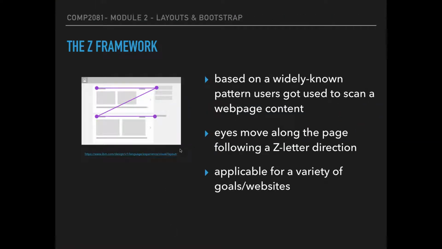Okay, so this one's super common. You've probably seen it a million times, the Z framework. So basically what it does is it encourages users to kind of scan the page. The way it's laid out, just naturally your eyes move along the page following a Z direction. So starting at the very top, to the side, down, and then to the other side. So really, really common. Once you've thought about it, now that you look at websites, you'll start to see it everywhere, that Z pattern. And it's good for really a variety of goals and websites. So it is sort of a common pattern, but it's really good for guiding your user's eye the way you want it to go.